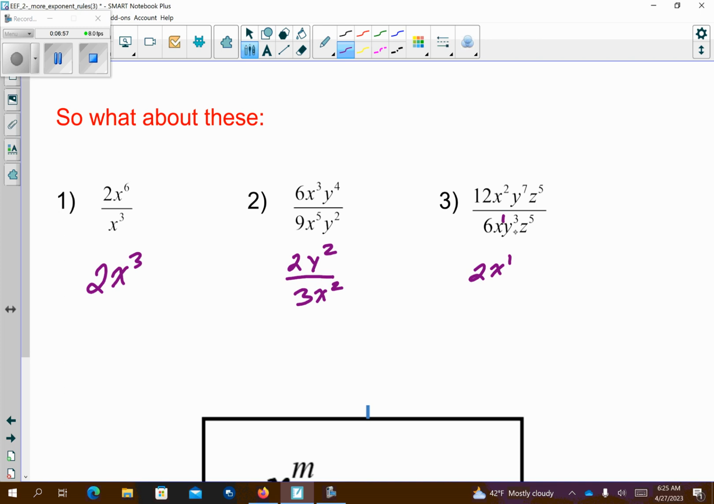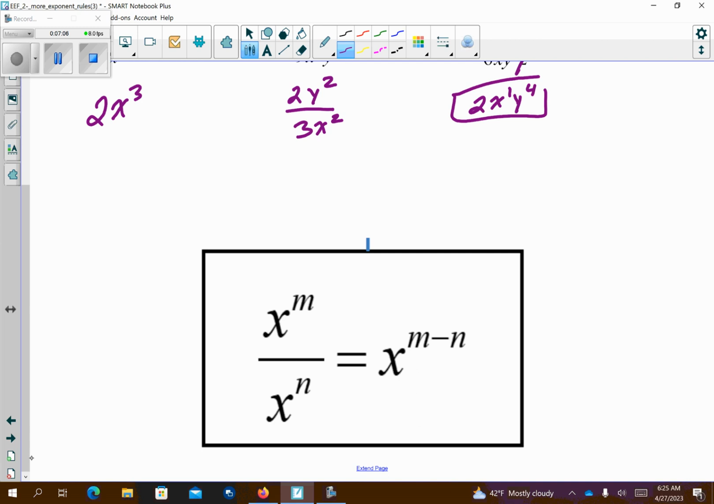Tug of war with the y. Who wins, top or bottom? Well, the top by 4. Tug of war with the z's. Who wins? They just cancel each other out. They're gone. So basically, you're just subtracting, but you can use the tug of war between the top and the bottom. It still works as well.